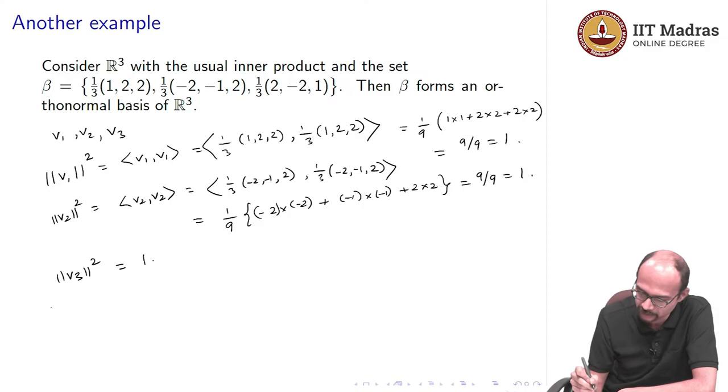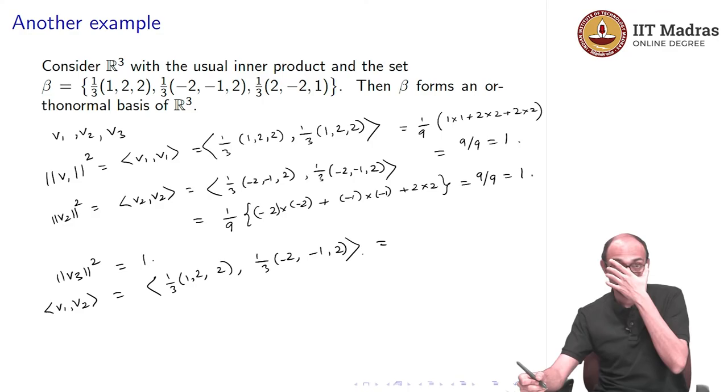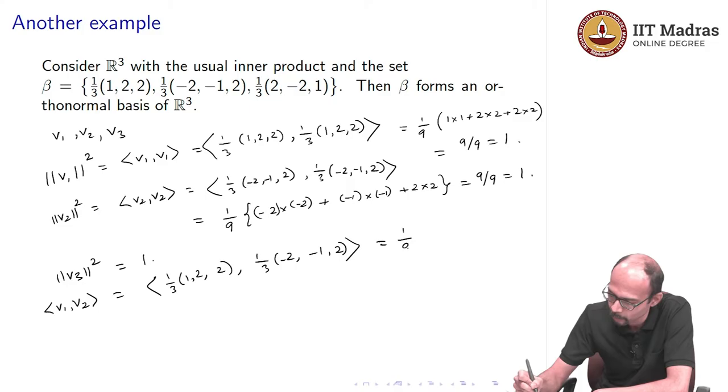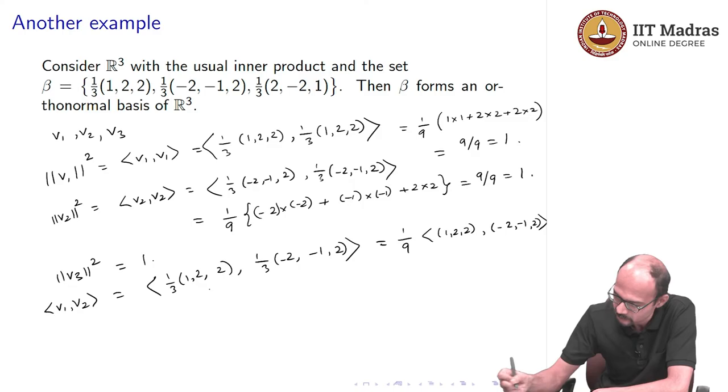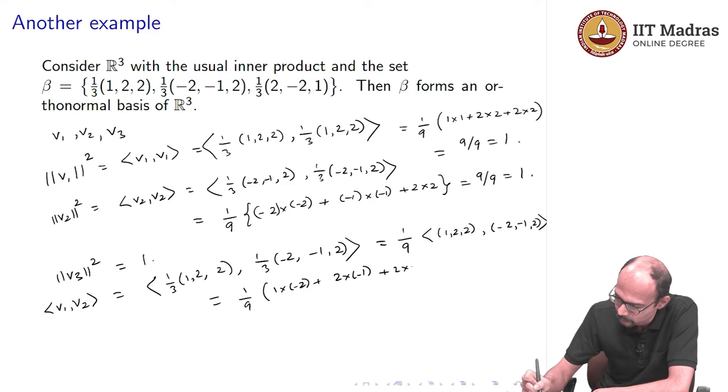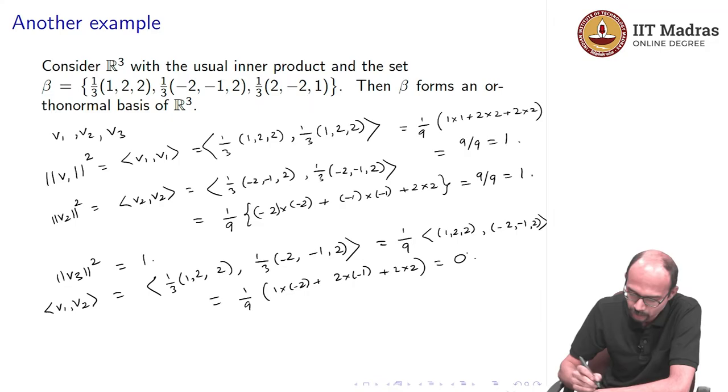So, let us check v1, v2, what is the inner product. We have (1/3)(1, 2, 2) and (1/3)(-2, -1, 2). Again, the tip here is if you want to check that the inner product is 0, then you can remove these constants and check the term inside, especially if you have integers. So, in this case you get 1/9 times 1 times -2 plus 2 times -1 plus 2 times 2. That gives us -2 minus 2 plus 4. So, that is 0. Okay. I will again encourage you to check the other terms.